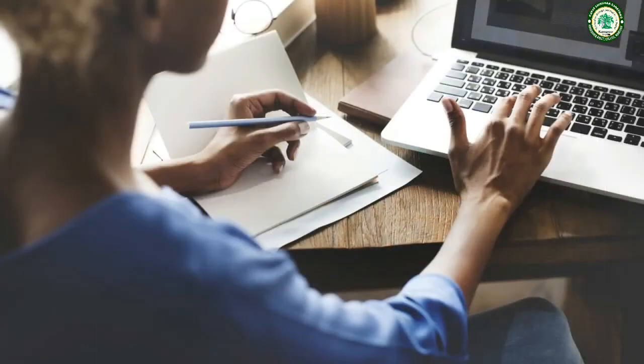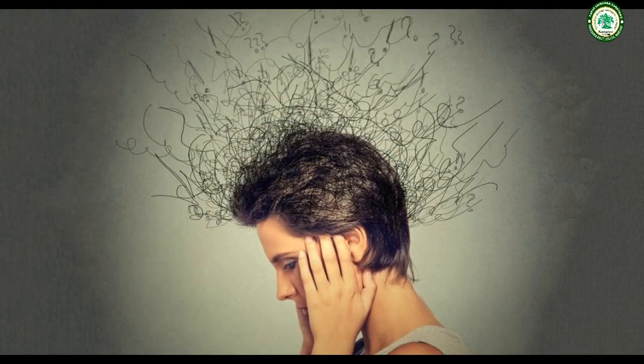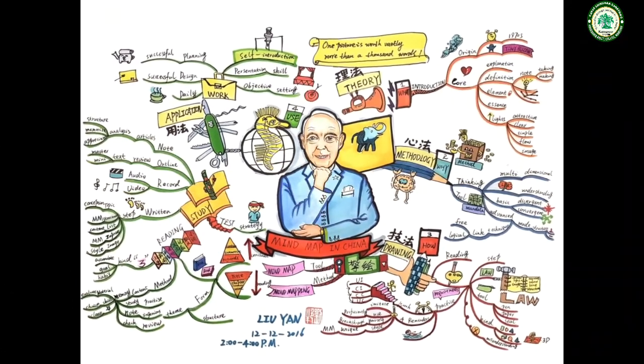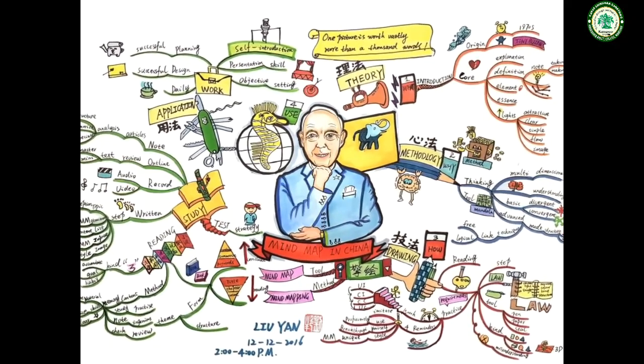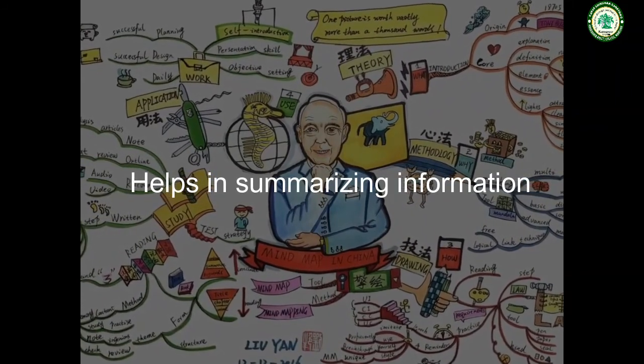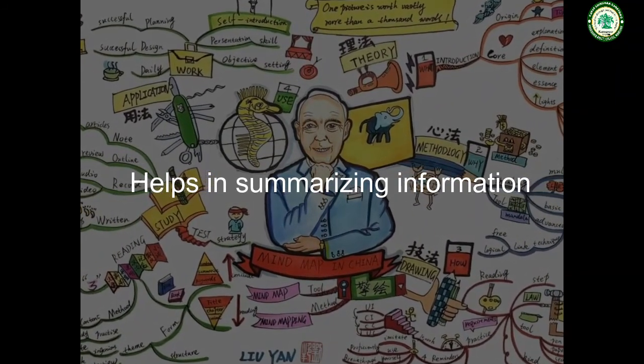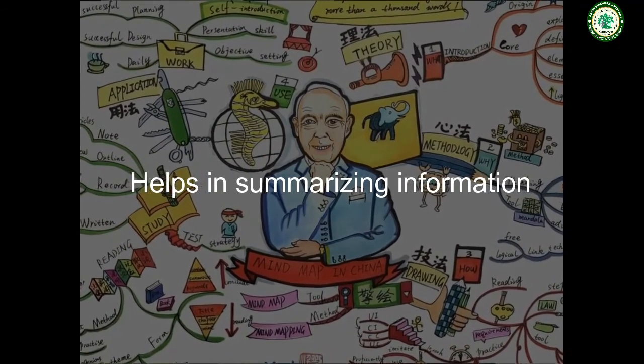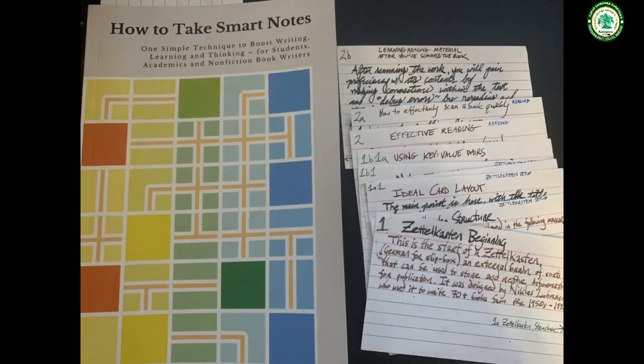Let us see how mind maps are useful to us. Mind maps are useful for brainstorming, either individually or in a group. Children, brainstorming suggests as many spontaneous new ideas as possible. Mind maps help us summarize information. Mind maps help us take notes from different sources. Mind maps help us think through complex problems.